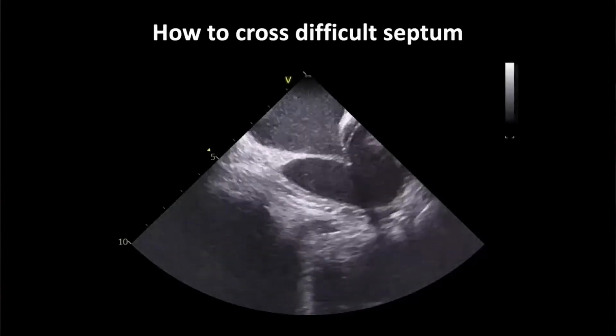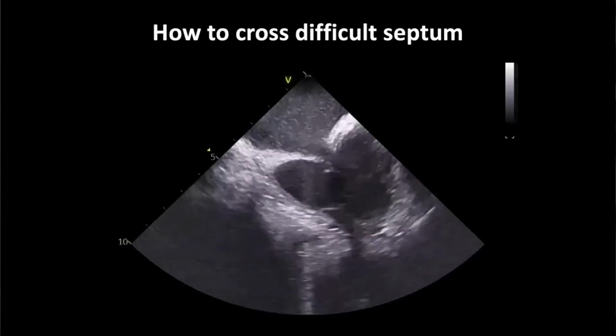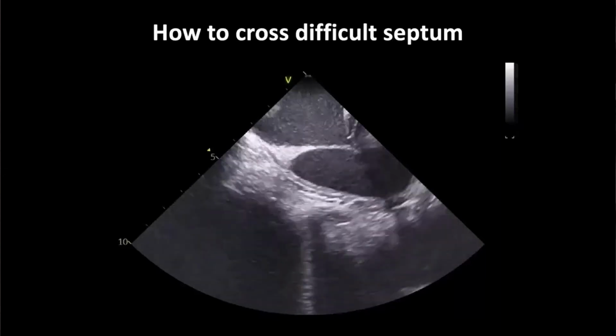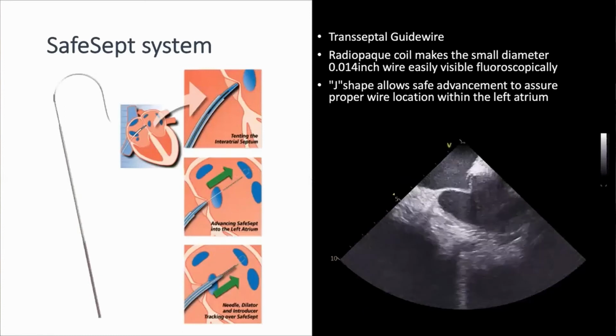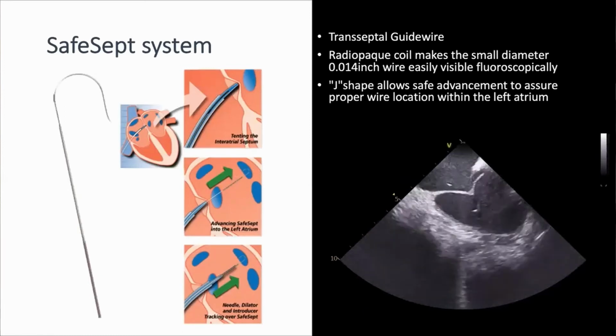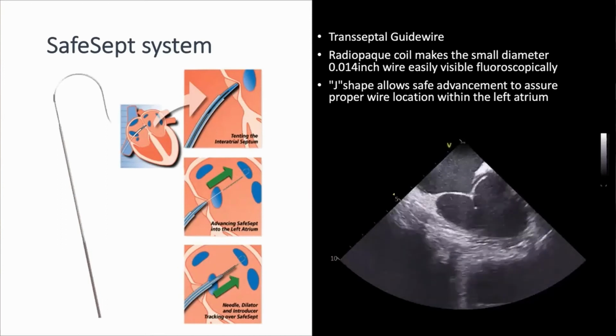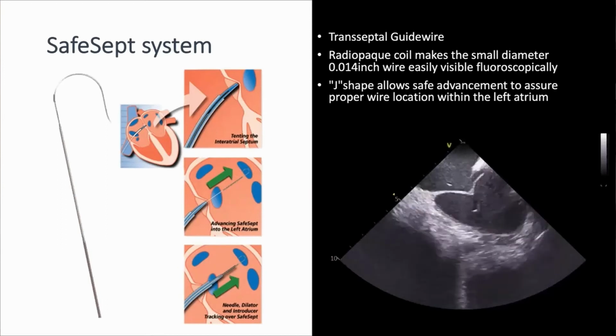How to cross the difficult septum? In this case, I will show you some possibilities and tips and tricks on how to cross this difficult septum. SafeSept is a transseptal guide wire. The very sharp tip of the SafeSept requires less force than a conventional transseptal needle to cross the interatrial septum, making it easier, especially in difficult or previously failed cases.